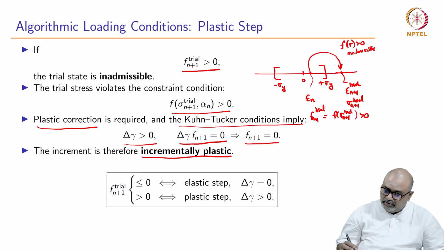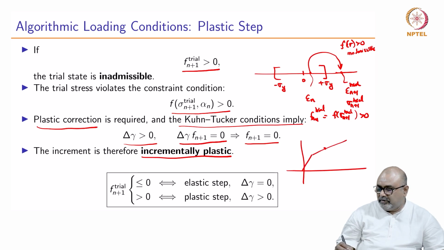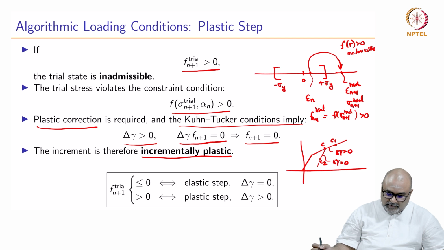So, during a plastic process we are having either a plastic loading when we move from one point to another point, or we are moving from C to C1 or C to C2 when you have delta gamma greater than 0, and in the next case delta gamma is equal to 0 if it is an elastic unloading or an elastic step, or if it is a plastic step then delta gamma is greater than 0 when we have an elastic plastic process like this.